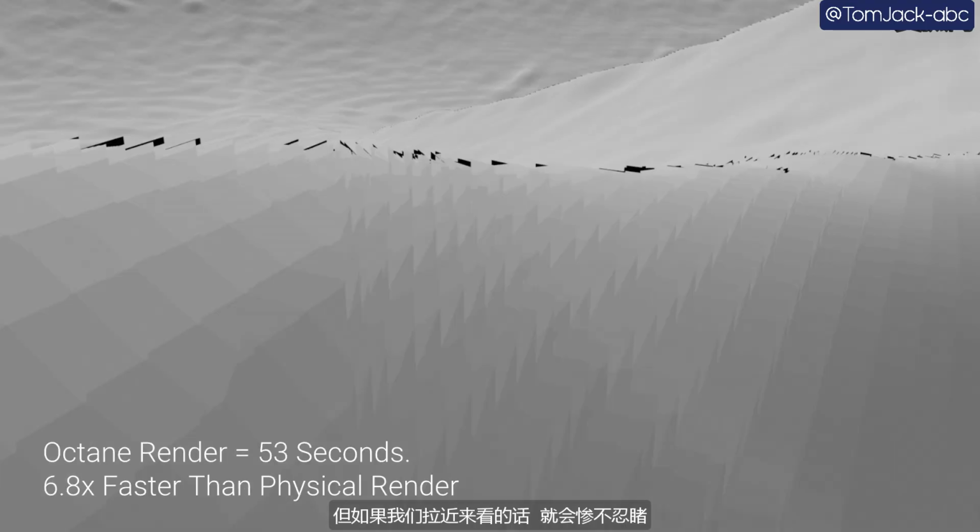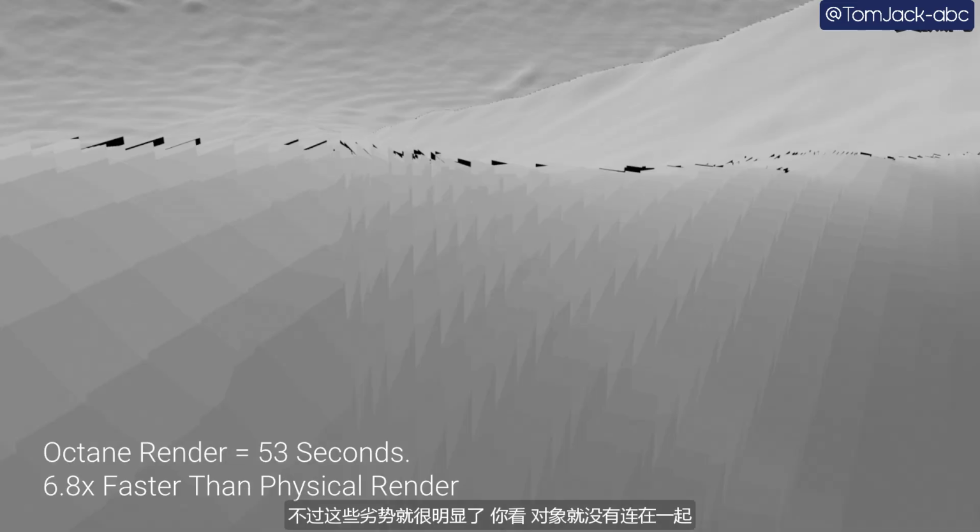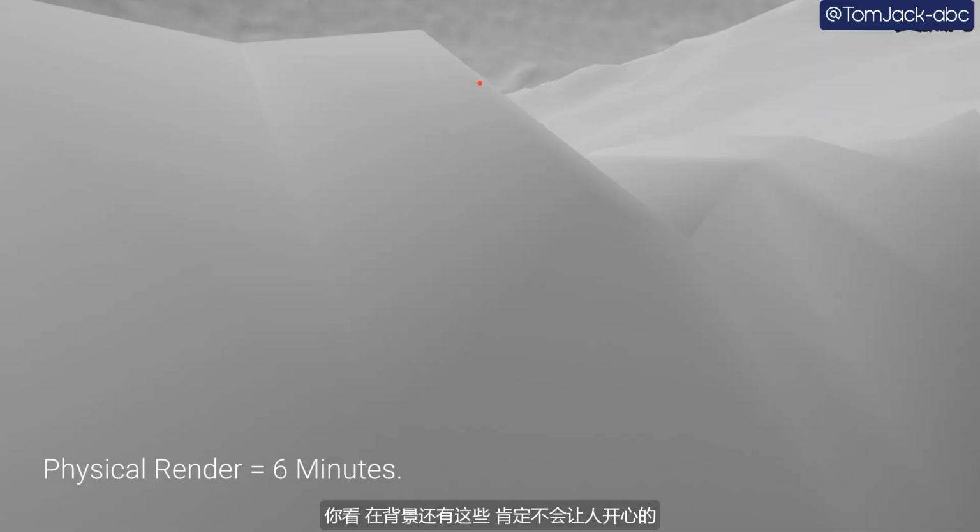But as soon as you get close to it, the illusion is broken. Of course, it doesn't look that great in the physical render either, but there are some drawbacks. Again, the geometry is not attached to itself, and you can get these black lines on the edging here if you get real close. Notice you'll see that in the background here, which is not present on true geometry displacement.